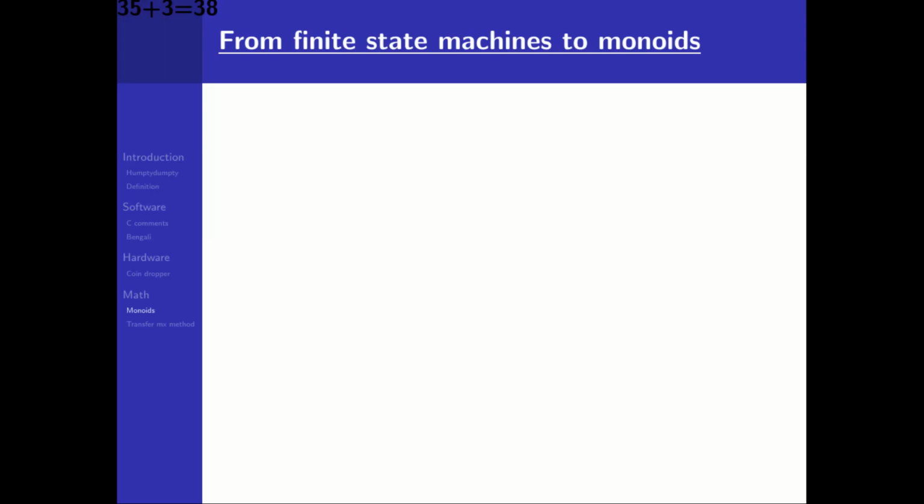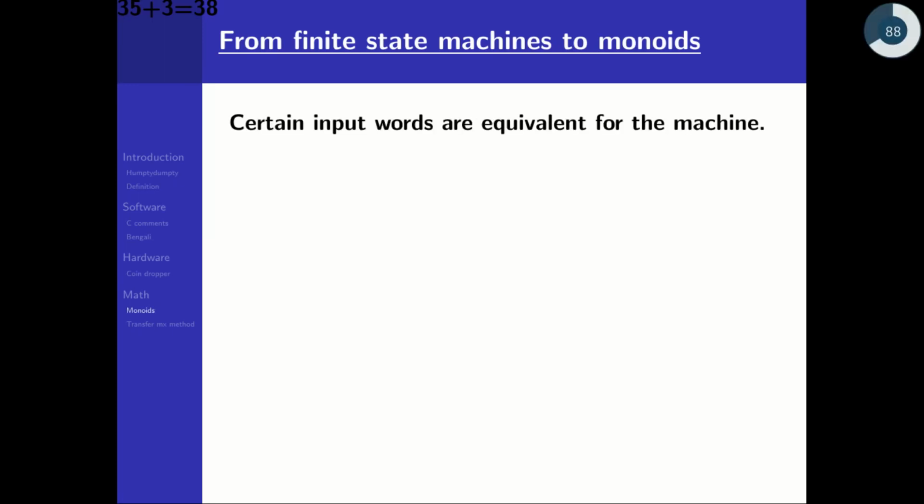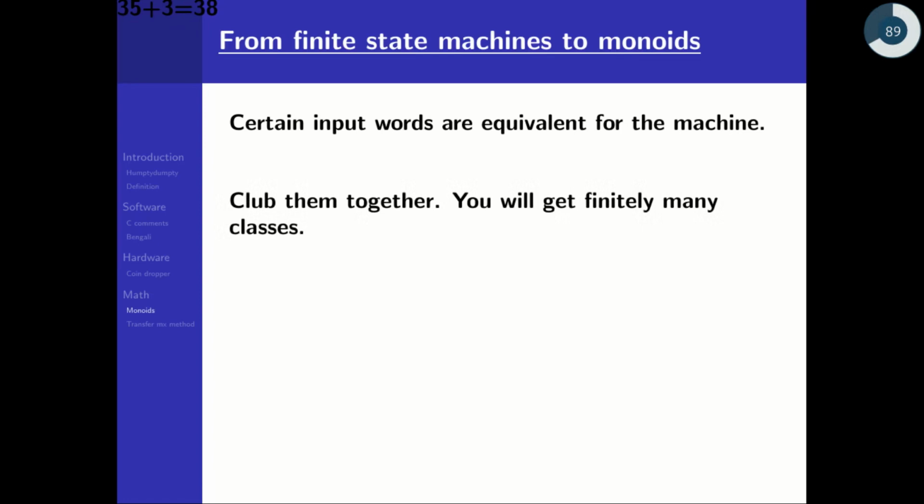Now we shall see how we get from a finite state machine to a monoid. We have already seen that certain input words are equivalent from the perspective of the machine. Now club all such equivalent words together, and you will get finitely many equivalence classes. Like in our last example, SS and SSS will be in the same equivalence class, while S will be in a different equivalence class.